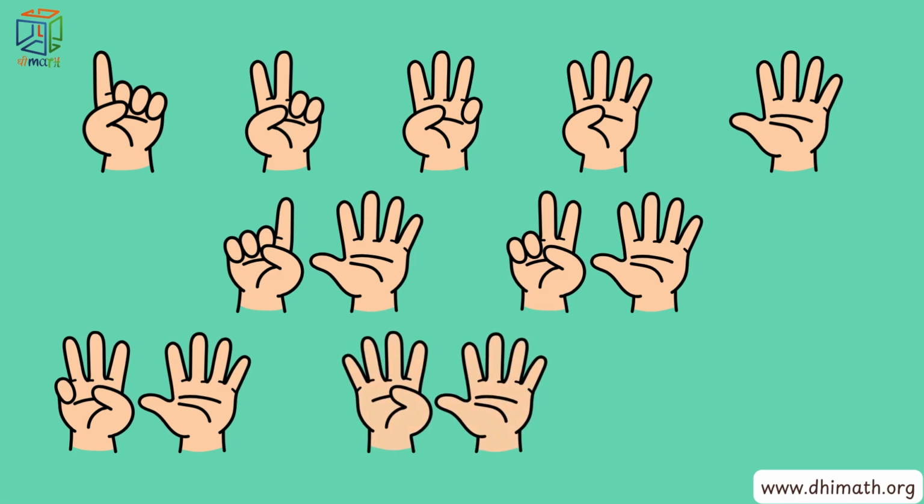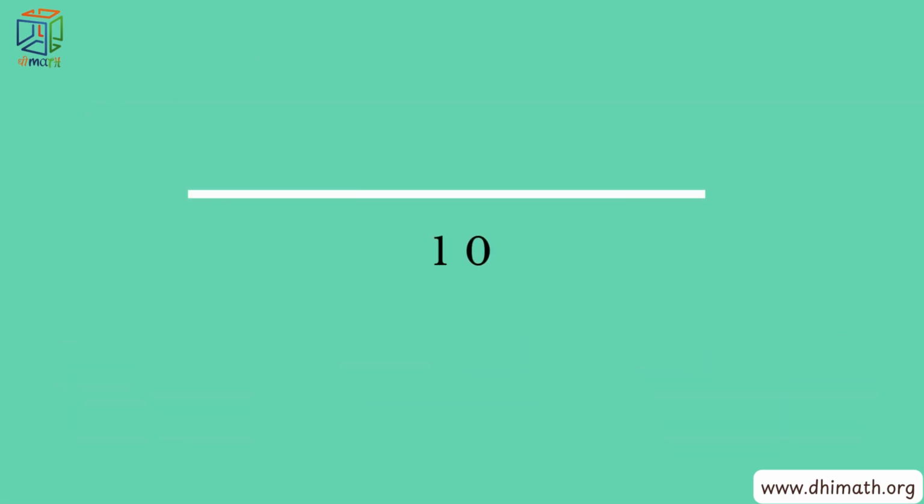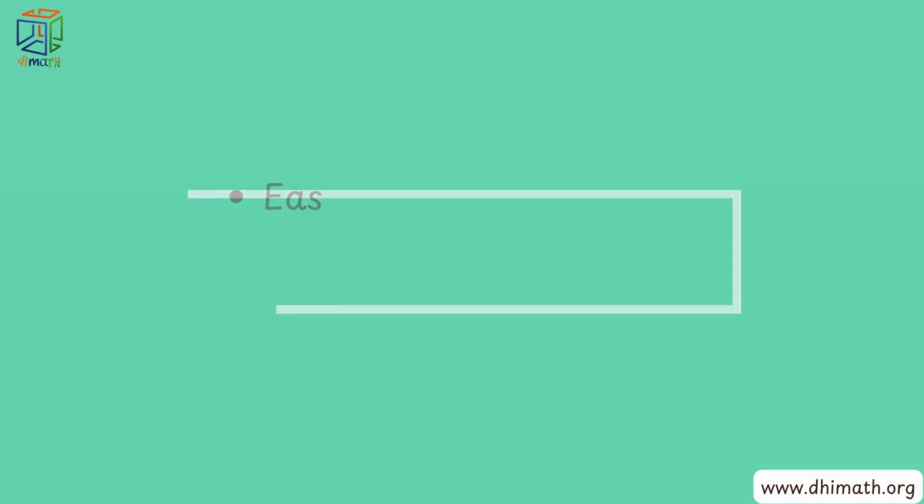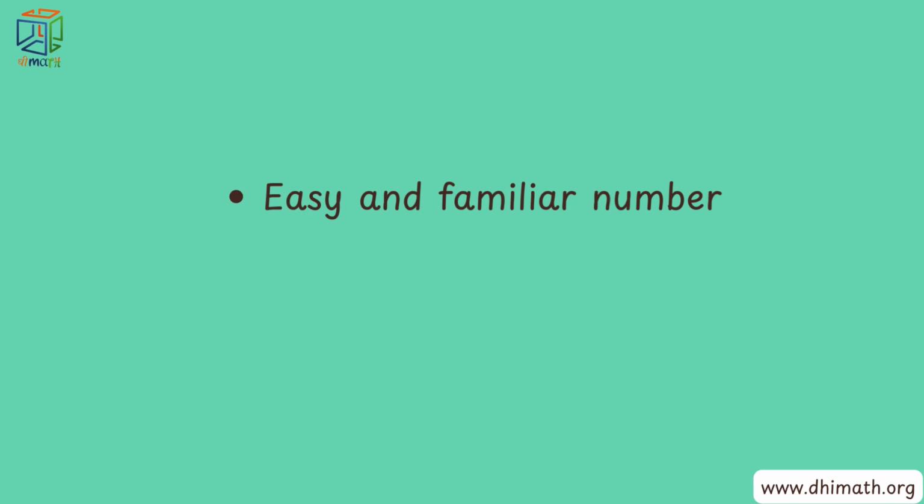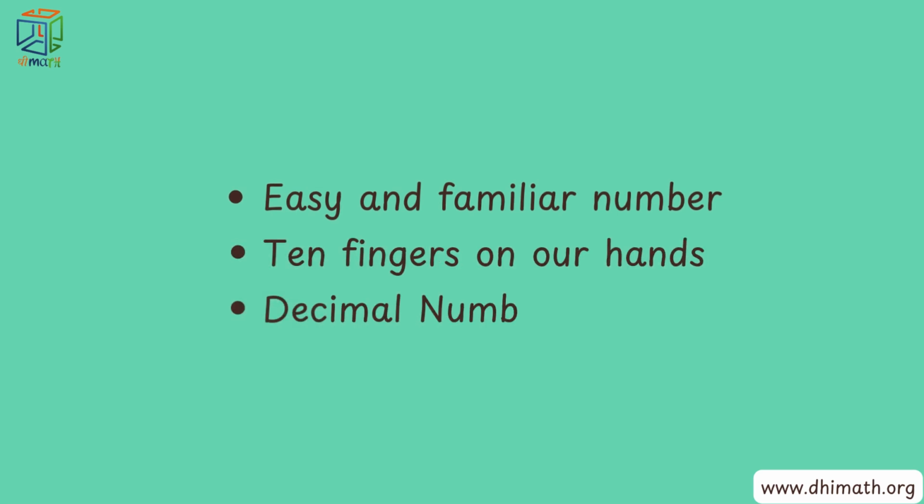Let's dive in. Let's start with a simple and relatable number, 10. But why start with 10? Because it's an easy and familiar number. We count to 10 with our fingers. And of course, the decimal number system that we use is based on 10.